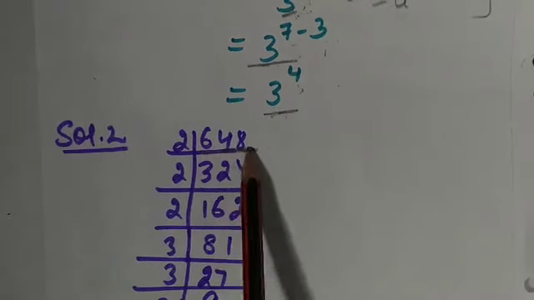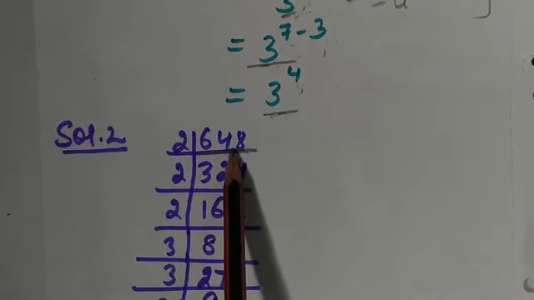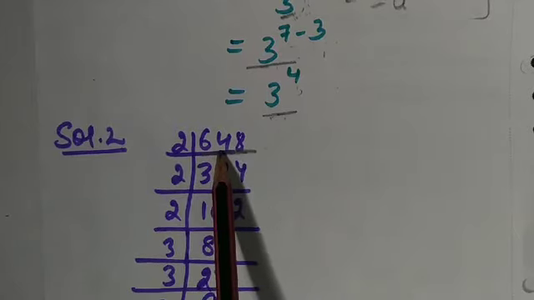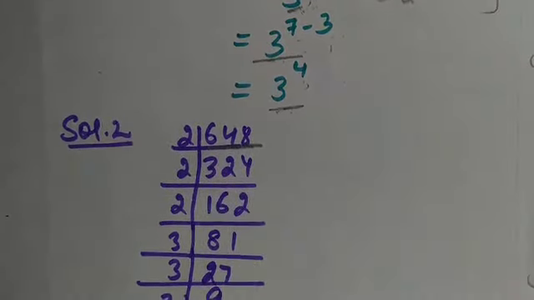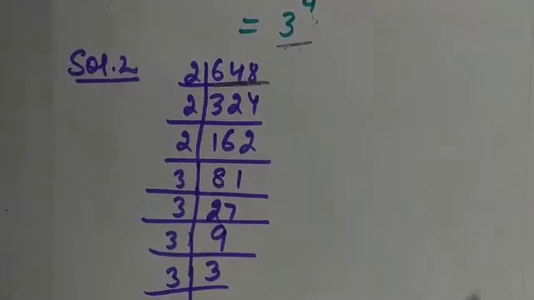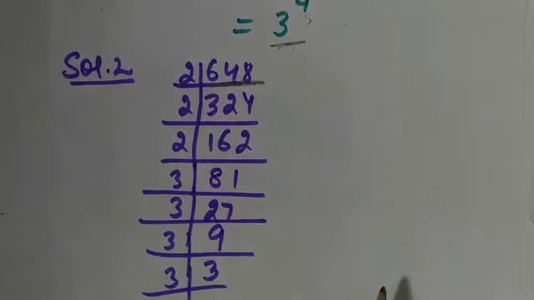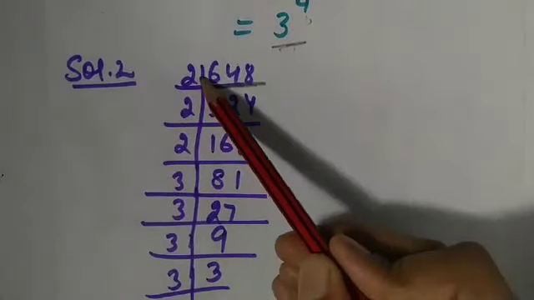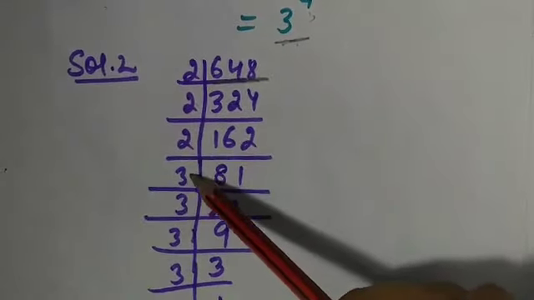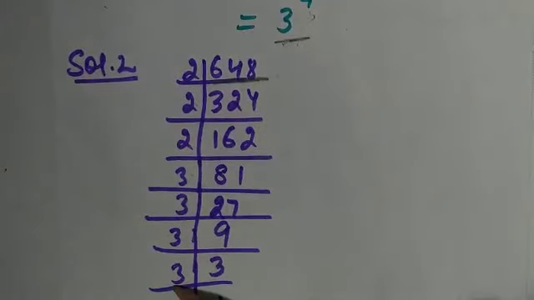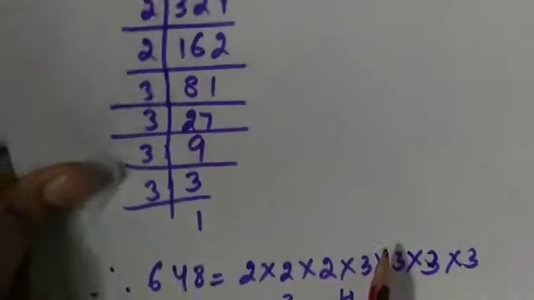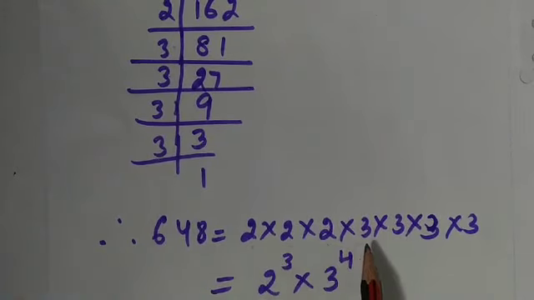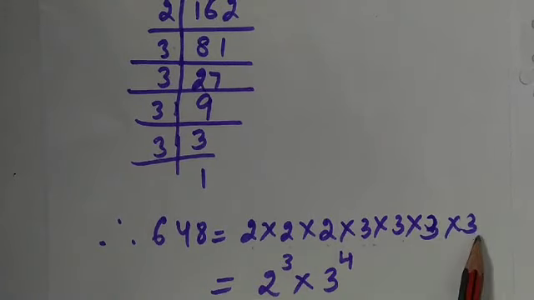This is the given number, and we have to express it in exponential form. For that I have to take the prime factorization of this number. So I have taken the prime factorization of 648. Now 648 can be written as 2 into 2 into 2 into 3 into 3 into 3 into 3.